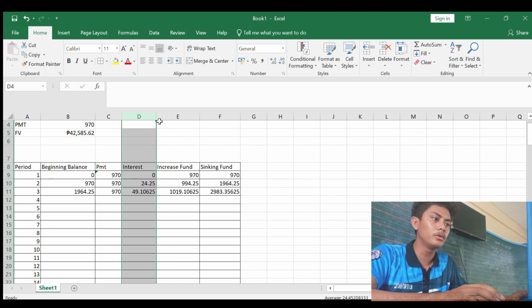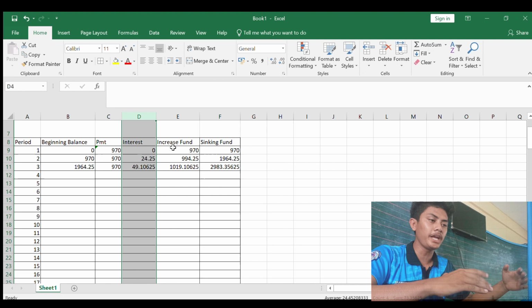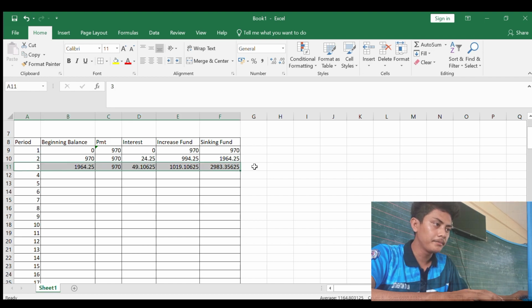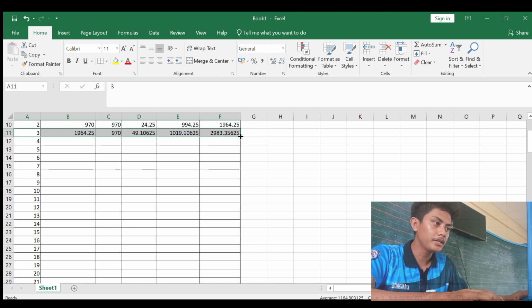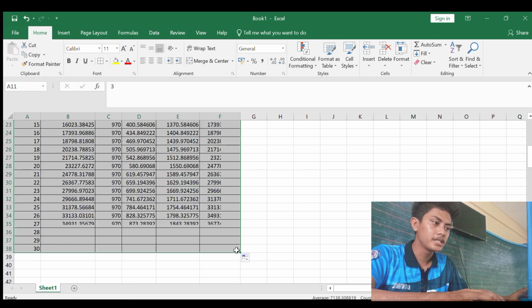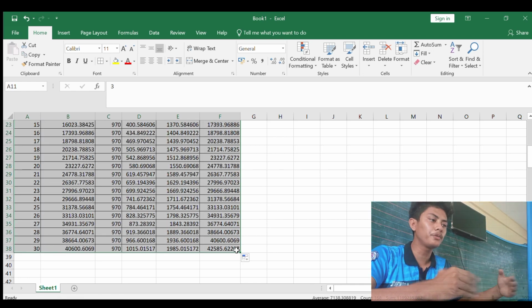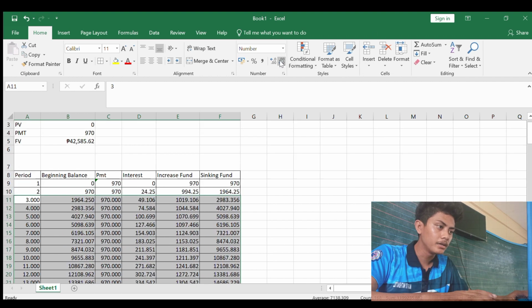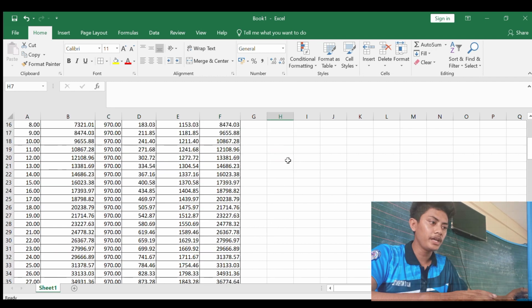To show you a faster way to create a sinking fund schedule, just click the third period, highlight it, and click this and drag down to the last period of it, and just like that you can have your future value and your sinking fund schedule. So very easy and comfortable now. So if you want to use 2 decimal places, you can just click here. So you have 2 decimal places.